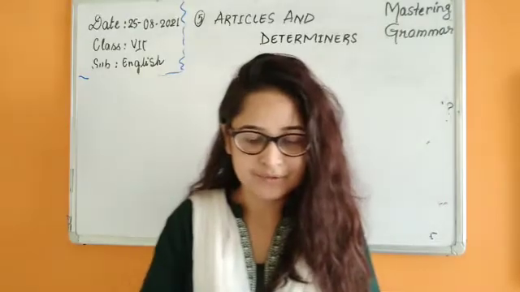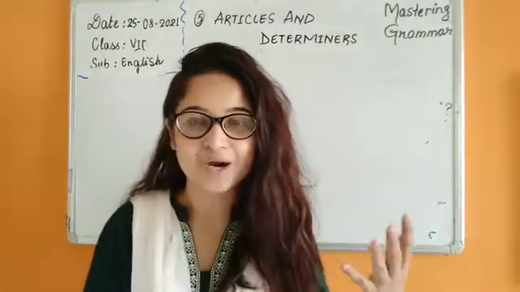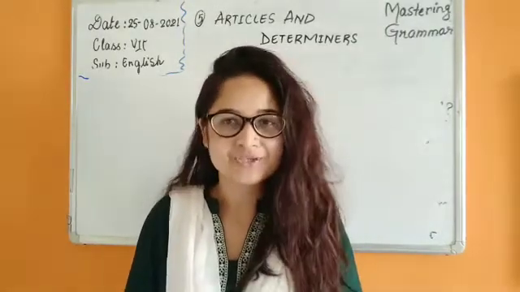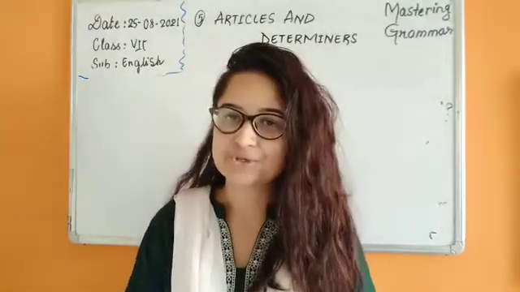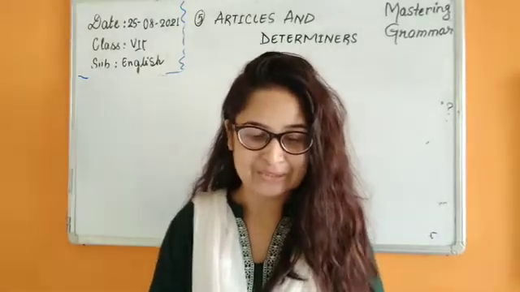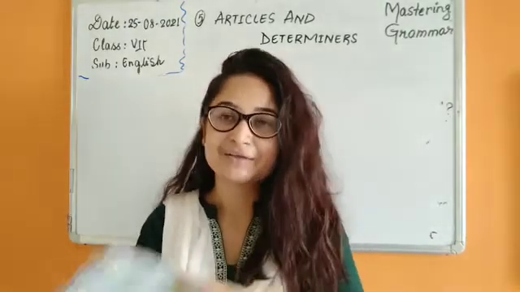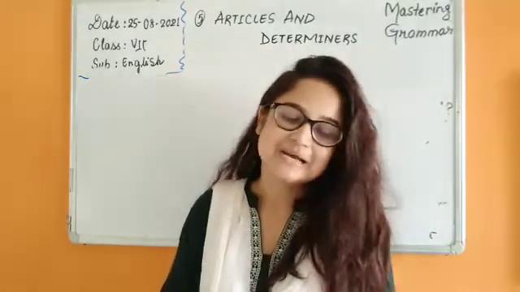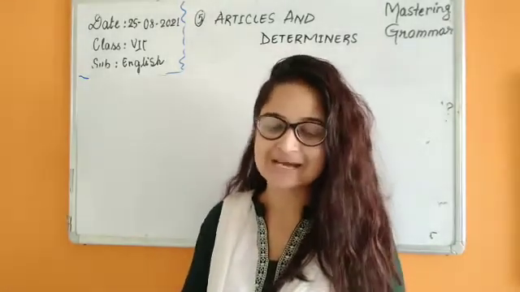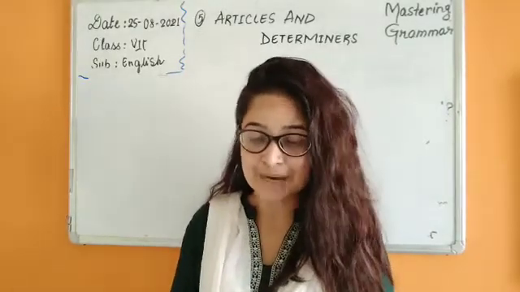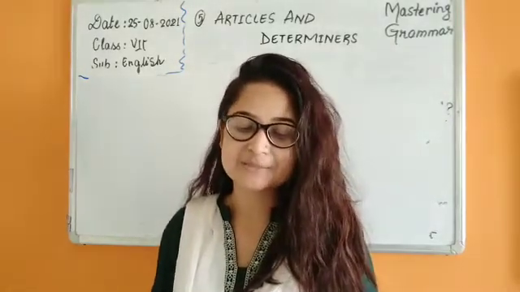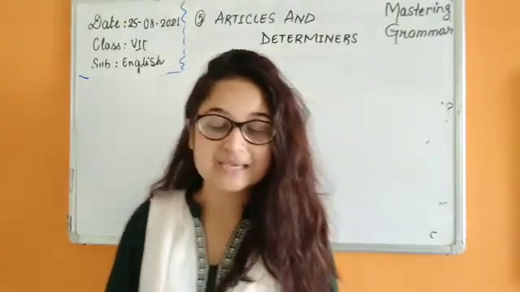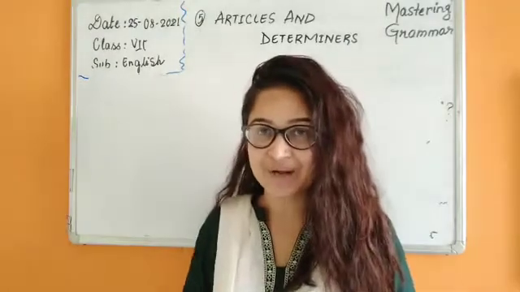Actually, we know that articles are also a kind of determiners. We will be learning this in this chapter. You will find this chapter on page number 40 of your book, and in the very first line we have the definition of determiners. Determiners are words that are used before a noun to determine or indicate whether something specific or particular is being referred to. Now see, kittens is a noun. I told you that they are nouns.